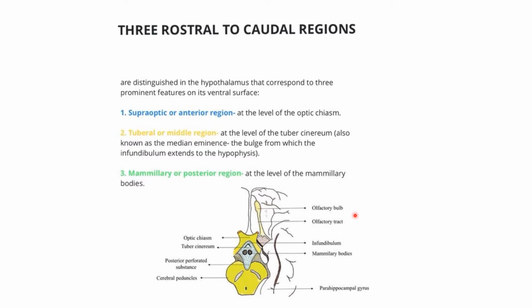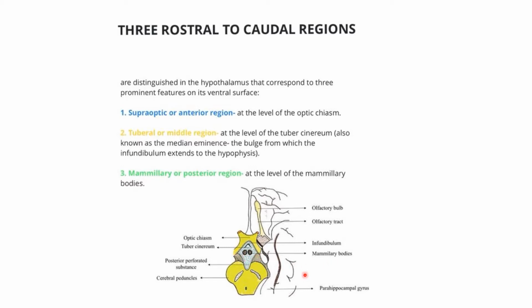So here we have the inferior aspect of the hypothalamus. Here we have the optic chiasm. Here's the olfactory bulb of the olfactory tract. It's actually important in the limbic system, and the limbic system is associated with the hypothalamus. We'll get to that later. So here's the optic chiasm, and we have the tuber cinereum, and from it there is the pituitary gland, the infundibulum. And there are the mammillary bodies.